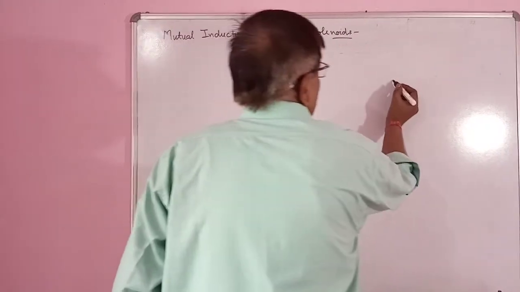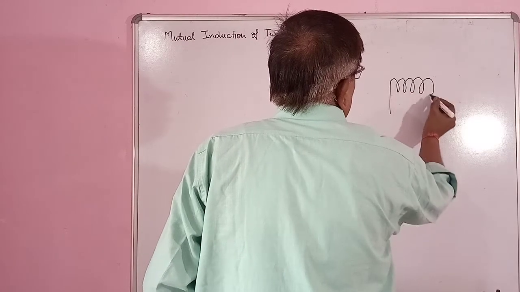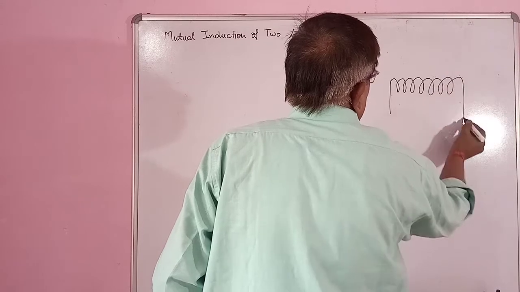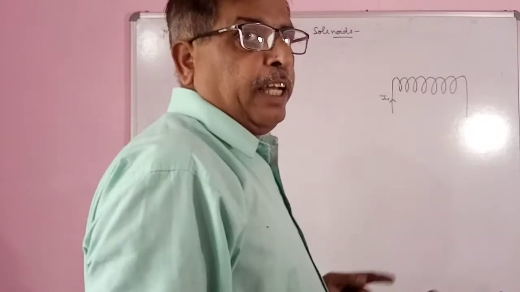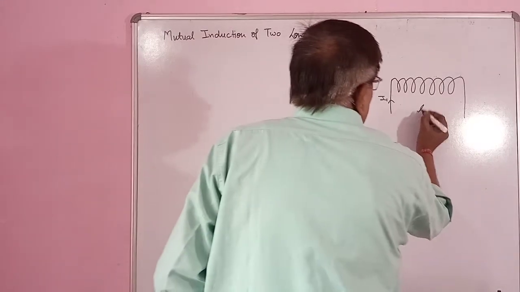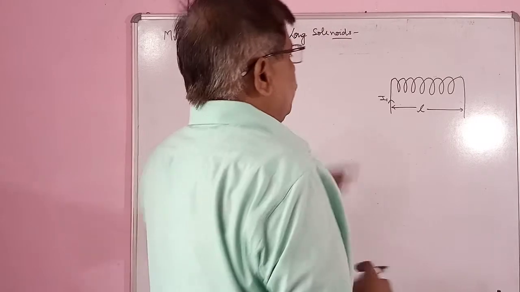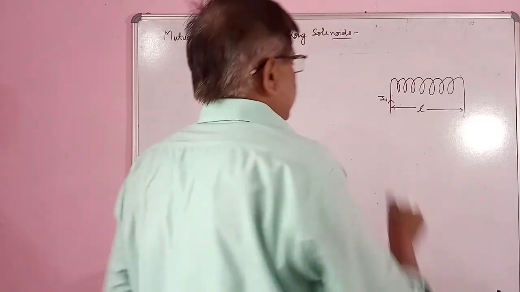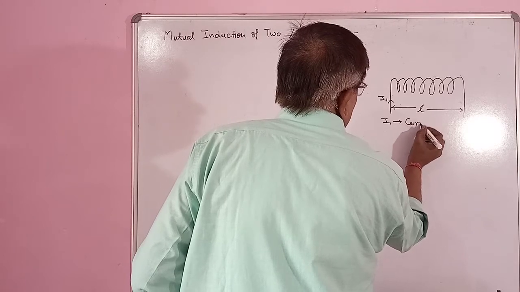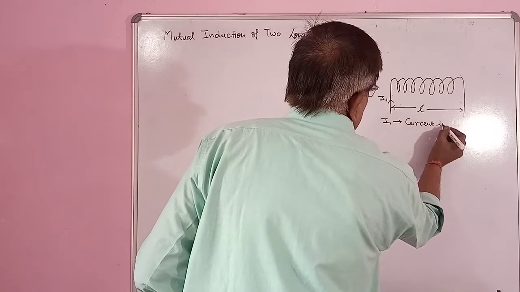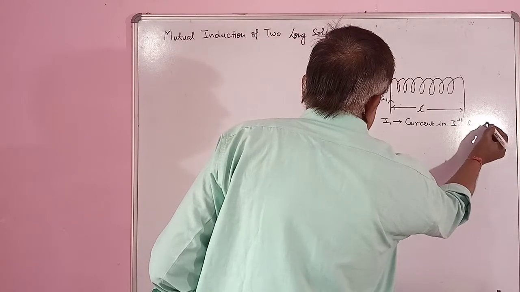We have two long solenoids. Suppose we have a long solenoid of length L in which current I1 is flowing. So I1 is the current in the first solenoid, that is S1.